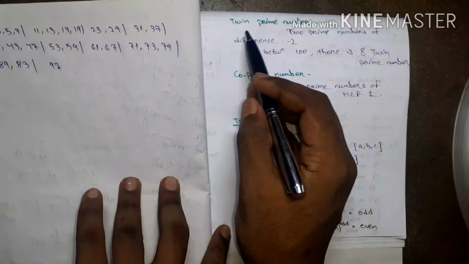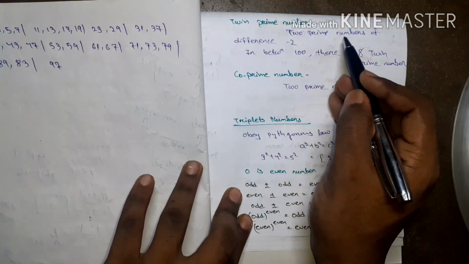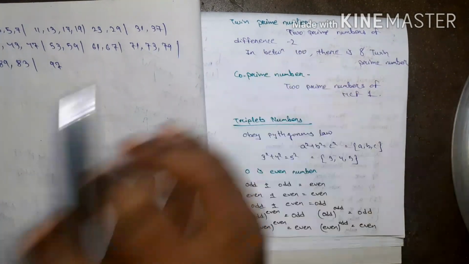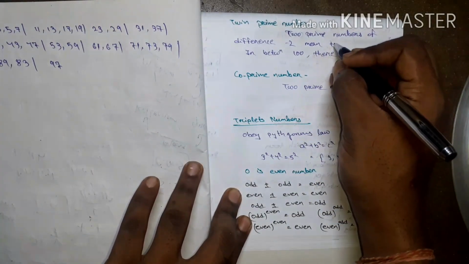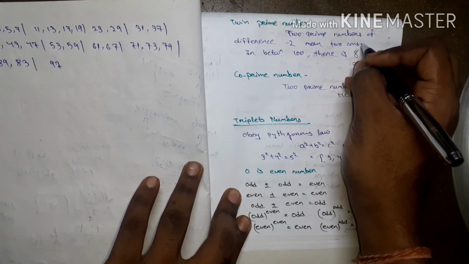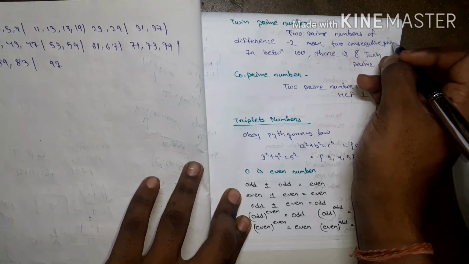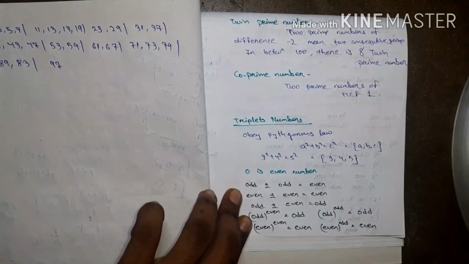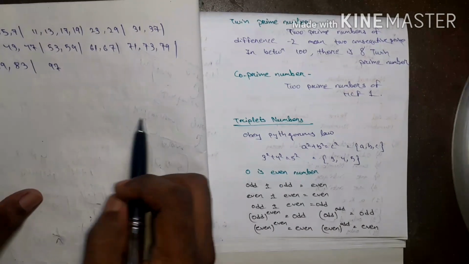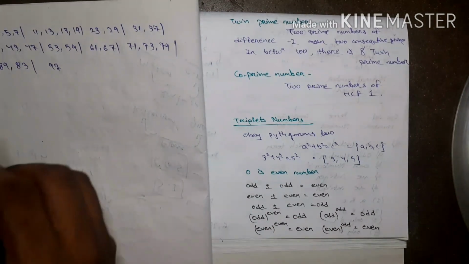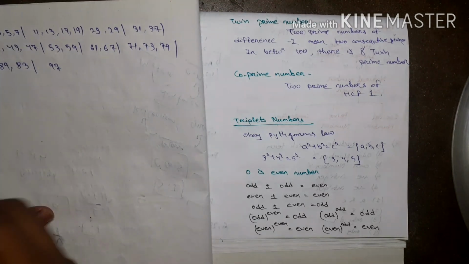Then study twin prime numbers. What is a twin prime number? Two prime numbers with a difference of 2. That means, another way I can say, two consecutive prime numbers. What is the meaning of consecutive? Consecutive means the difference of 2. Then in 1 to 100, these are the prime numbers. Then find which two prime numbers have a common difference of 2.